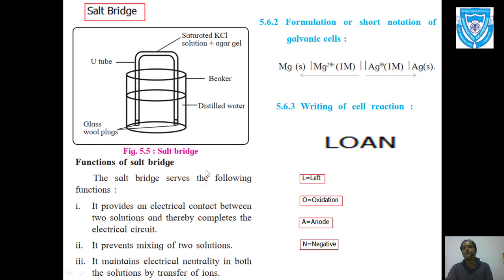Next, now the formulation or the short notation of the galvanic cell. Just now we talked about the galvanic cell. This is one example of the representation of a galvanic cell in the short form. So this is the short notation of the galvanic cell. Now this short notation gives all the information about the galvanic cell. For example, in this case, magnesium acts as an electrode.